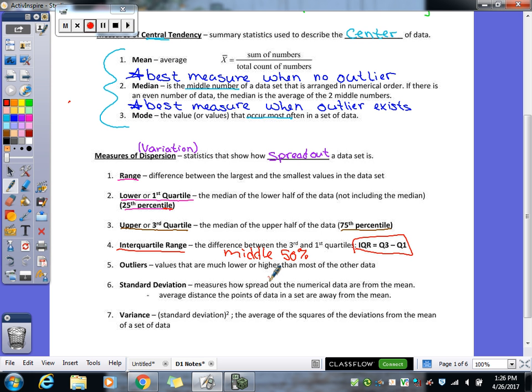Outliers, we already said, those are numbers that are really far removed from the rest of your data. Standard deviation, again, that's how far you are from your mean. And then variance, this is a new word. We haven't dealt with variance before. That is your standard deviation squared. So what do you think you have to do with all these words on this page? Memorize them. Commit them to memory. You've got to know those words, so make sure you're studying those.